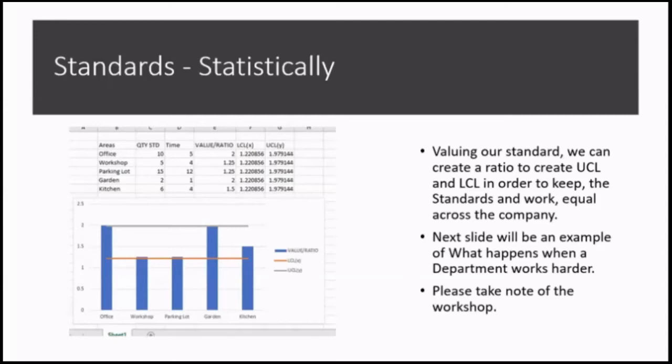In the next slide, I'll show you what happens when a department works much harder than the other departments. So for now, please take note of the workshop. It's got one of the lowest readings on our quality standards, and looking at the amount of standards it's working with, it's 5 and spends about 4 hours.